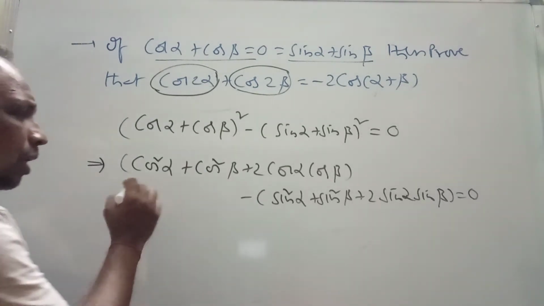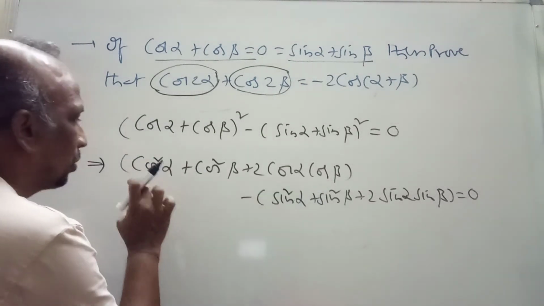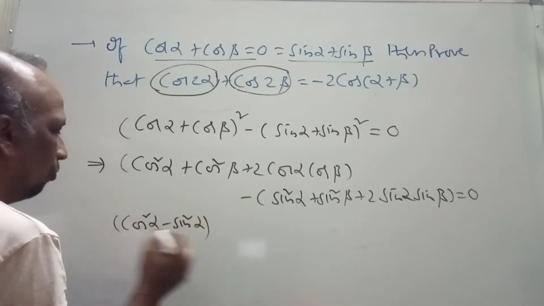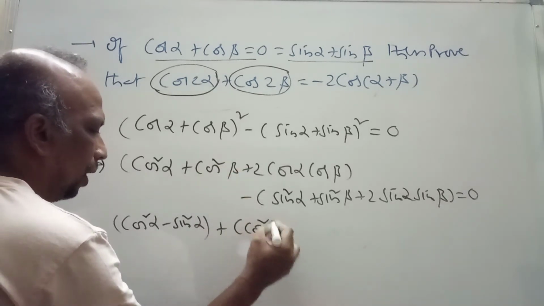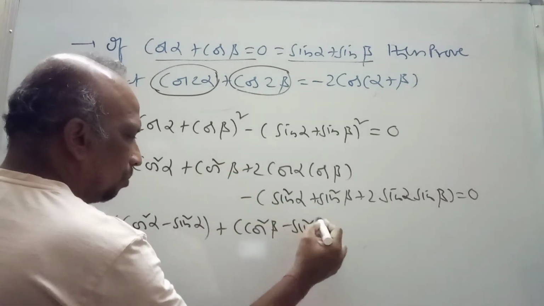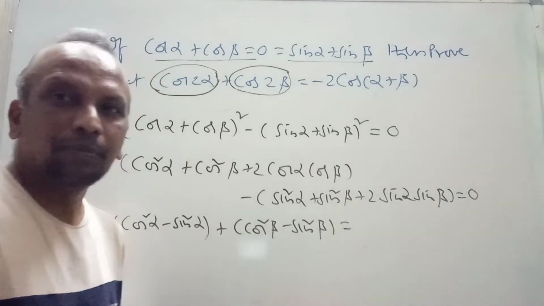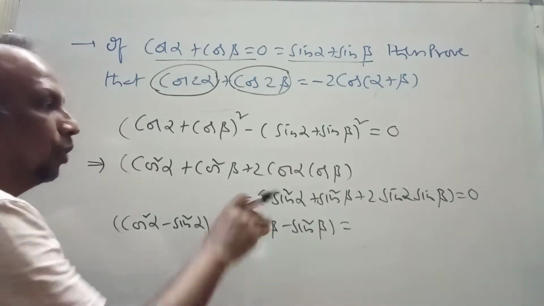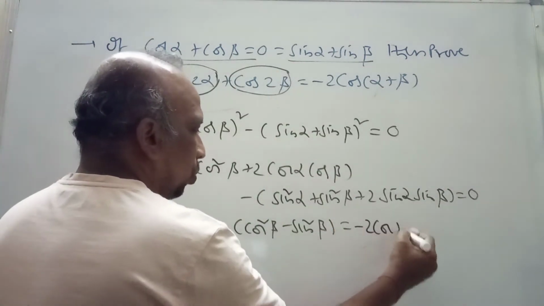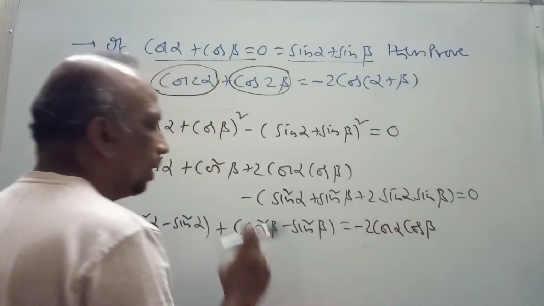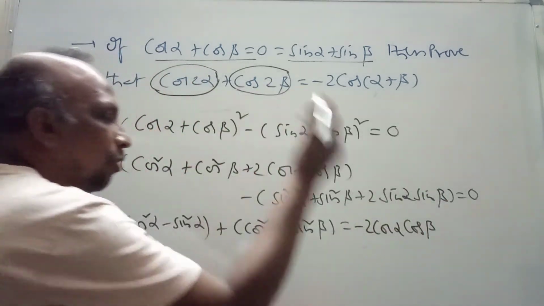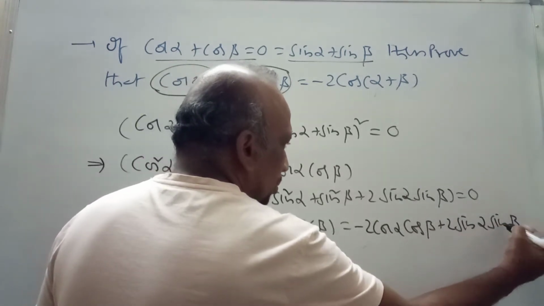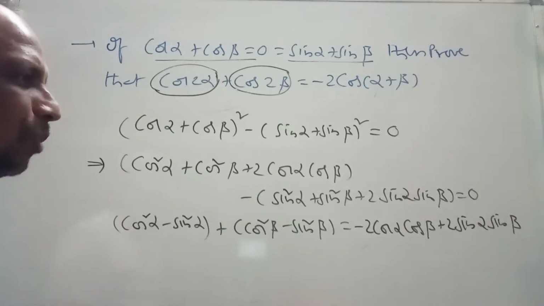Now, cos square alpha, we can group with the terms: cos square alpha minus sin square alpha plus cos square beta minus sin square beta, which is equal to, I group the terms. Now 2 cos alpha cos beta, you transfer that side, minus 2 cos alpha cos beta. Here minus 2 sin alpha sin beta, if we transfer it, it will be plus 2 sin alpha sin beta, right?